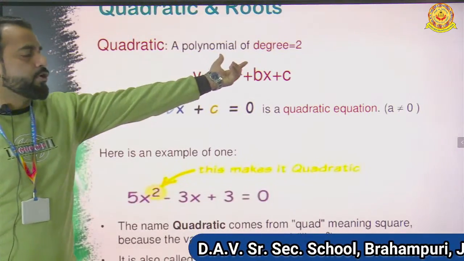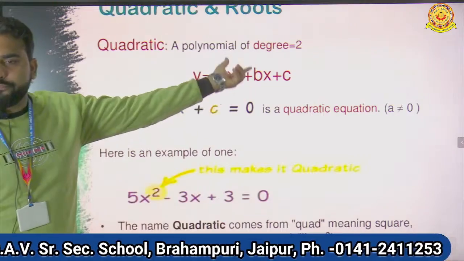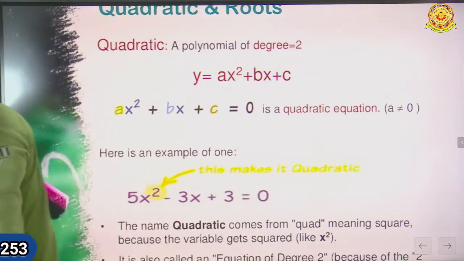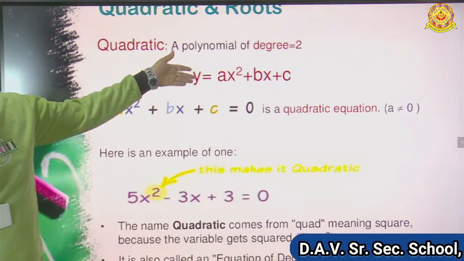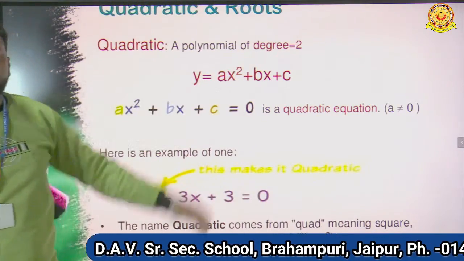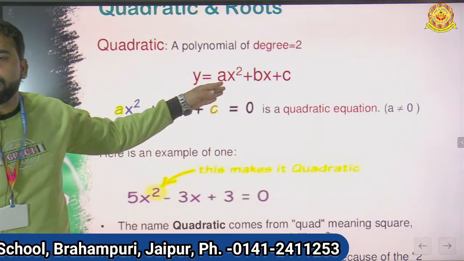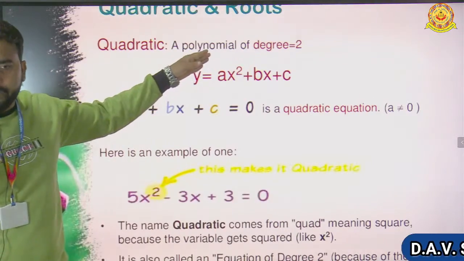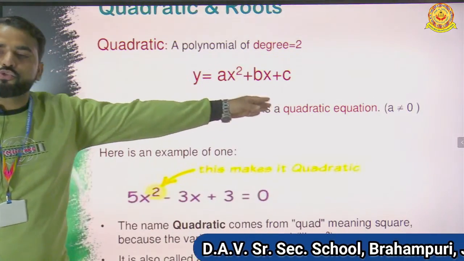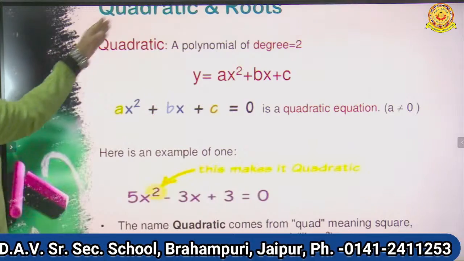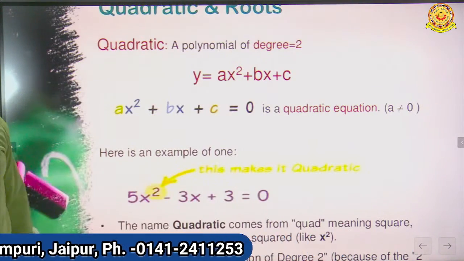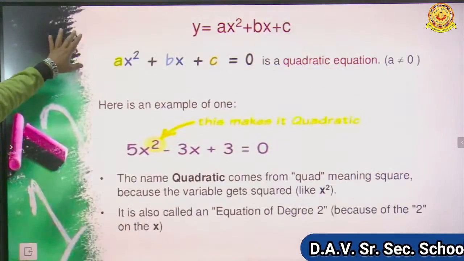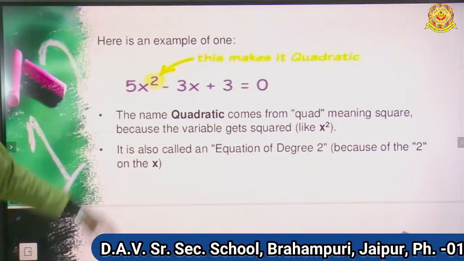When a polynomial equation is of degree 2, we call it a quadratic equation. For example, if any polynomial of x, or you can take it as y = ax² + bx + c, is it a quadratic equation? Why is it a quadratic equation? Because it has the maximum power 2. That's why the degree of this equation is 2. So an equation of degree 2 is called a quadratic equation. What does quadra mean? Quadra means 2.